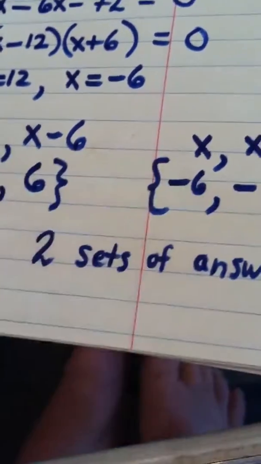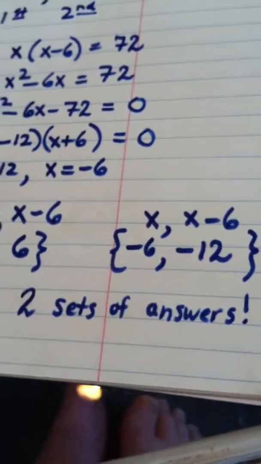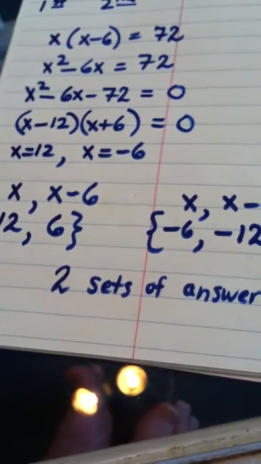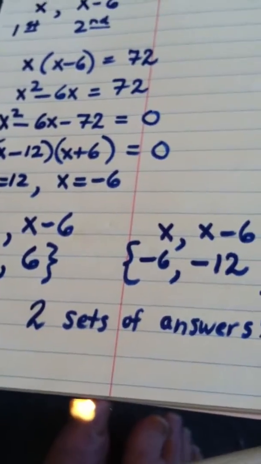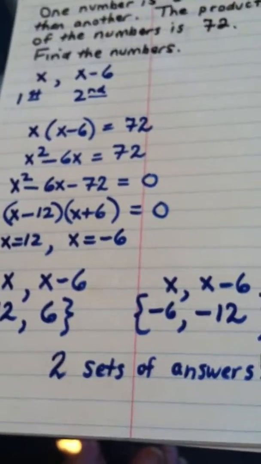In the last problem, we threw out the negative answer because it didn't make sense because it was a width. Well, in this problem, you don't have any reason to throw out a negative answer. So we're done.